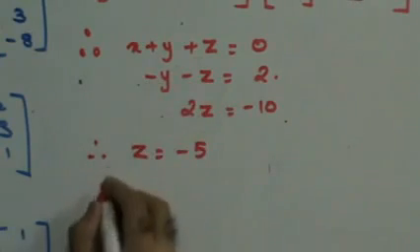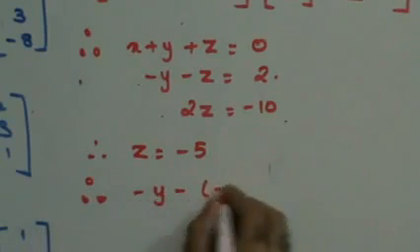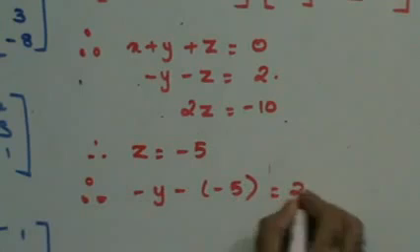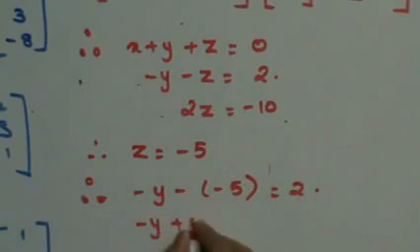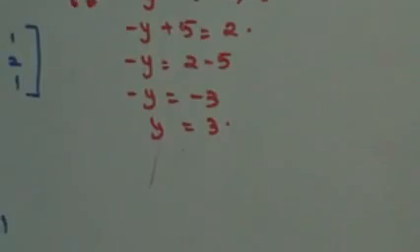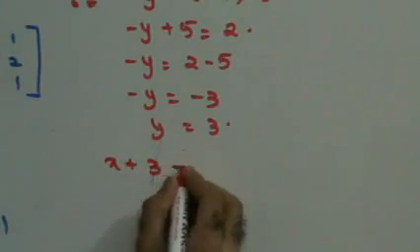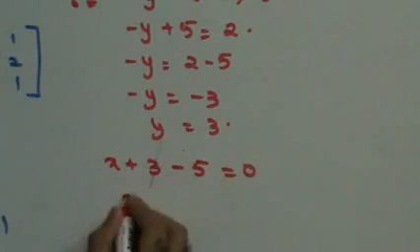Substitute the value of z in the second equation. I can say therefore minus y minus z is 2. So minus y plus 5 is 2. Minus y is 2 minus 5. Minus y is minus 3. Y is 3. Once I come to know y, I can substitute the values of y and z in equation 1. X plus y plus z is 0.